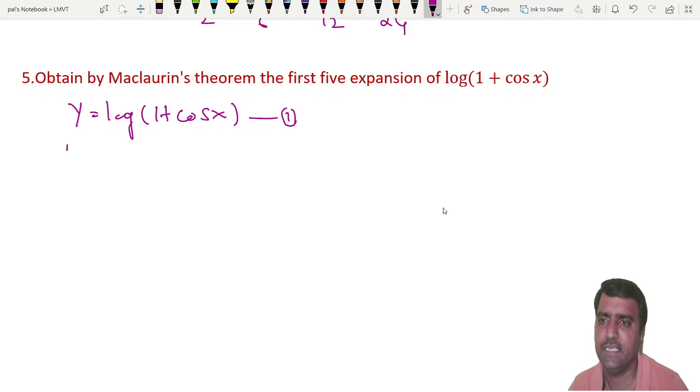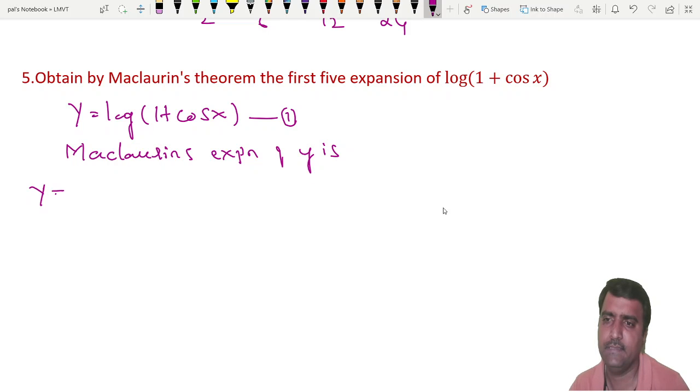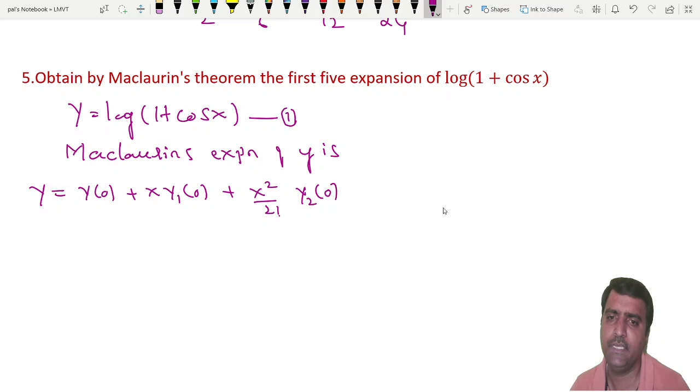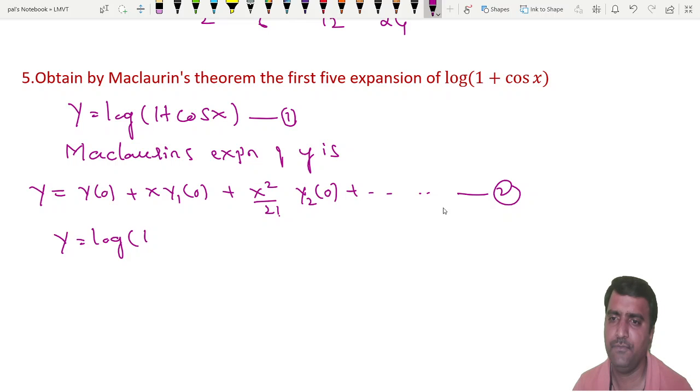So it's Maclaurin's expansion. Maclaurin's expansion of y is y is equal to y of 0 plus x into y1 of 0 plus x square by 2 factorial into y2 of 0. It continues like this, you take it as 2. So now you take y and differentiate this. y is equal to log of 1 plus cos x. Now you differentiate this with respect to x.